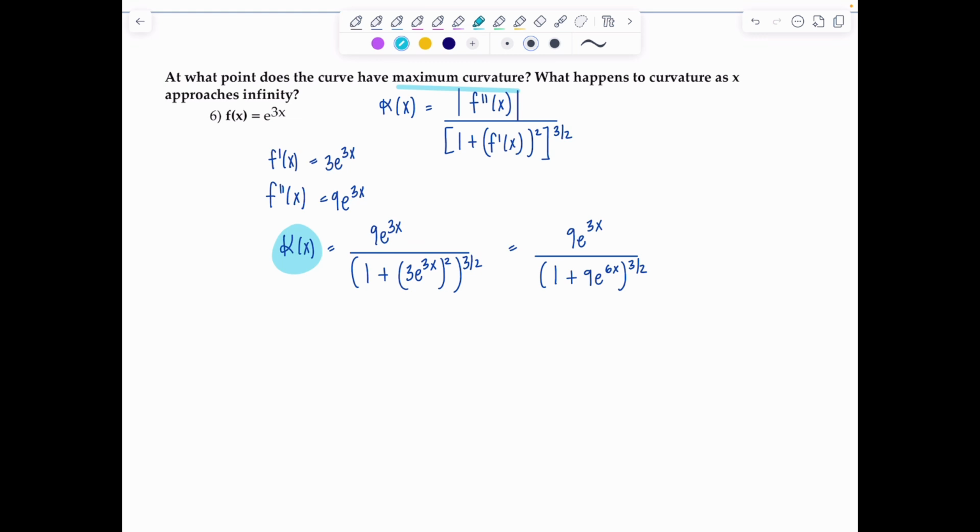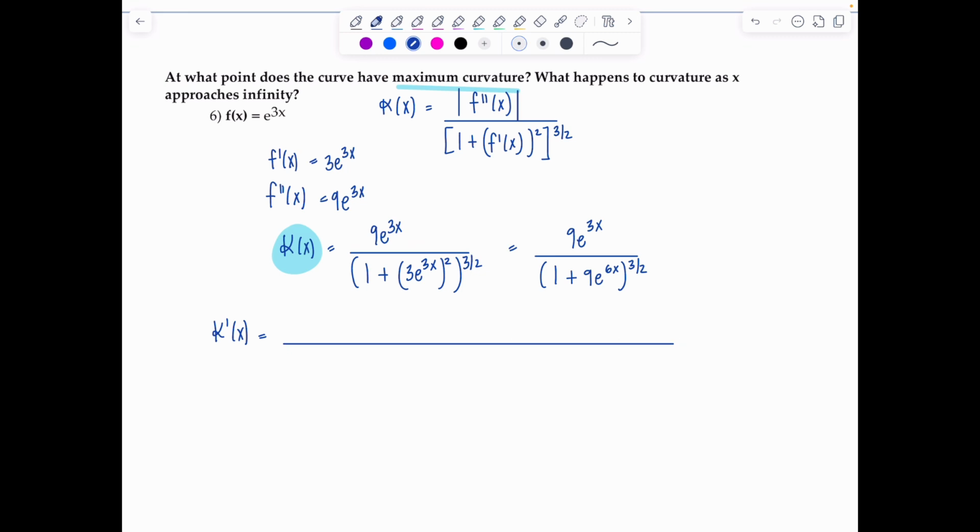Okay, so in order to see where the curve has maximum curvature, I need to find where this function has a maximum. So think back to Calc 1. How did you find local extrema? You would take the derivative, get your critical points, do the first derivative test, and determine from there. So I need to take the first derivative so I can get my critical points. And yes, we need to use the quotient rule.